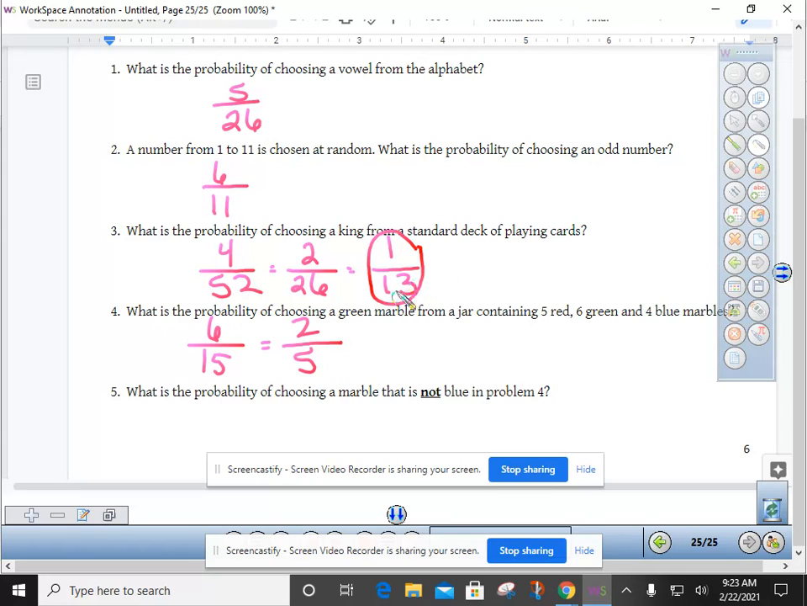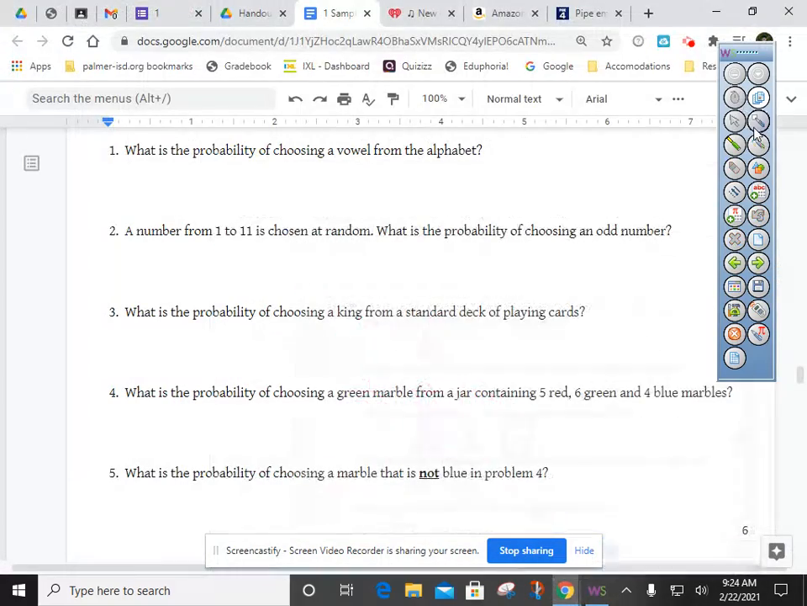This next one is what's called the complement of an event. It's when they put this word right here in there: not. What is the probability of choosing a marble that is not blue in problem 4? Well, there are 15 of them, right? And if 4 of them are blue, how many are not? 11. Is that lowest form? Yes. Just got to read that little word, not.